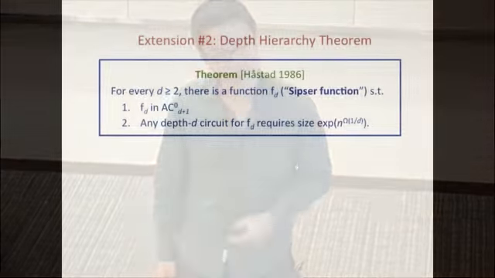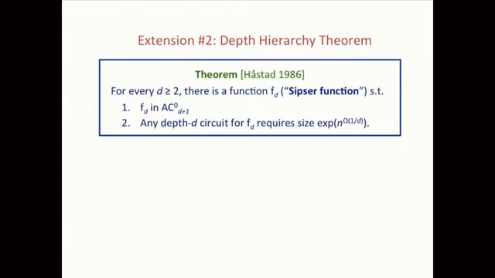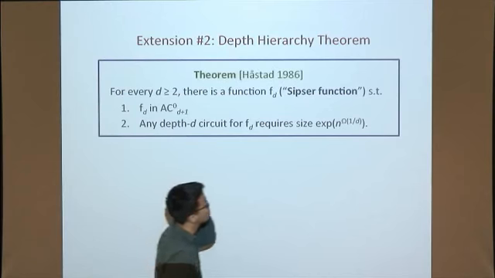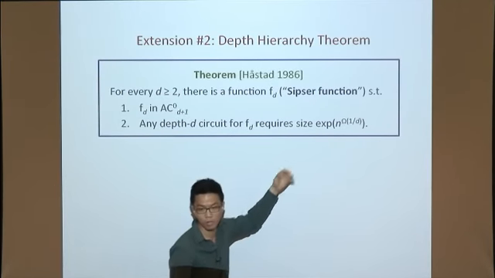And then Hastad was able to do it. It's the so-called depth hierarchy theorem. In his PhD thesis, he showed that for every depth D greater than 2, there's a function fd, the so-called Sipser function, which I'll tell you about, such that fd is actually quite simple. It's in linear size depth D plus 1. But if you force me to use a depth D circuit, I will require an exponential blow up, 2 to the n to the 1 over d. And this is, again, just to recall, the same lower bound we have against parity.